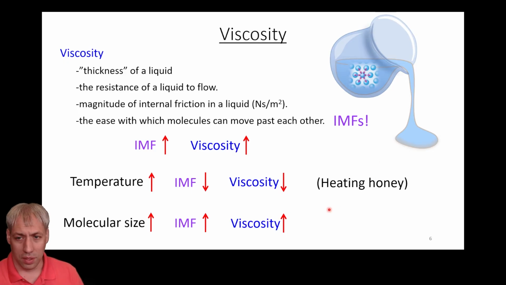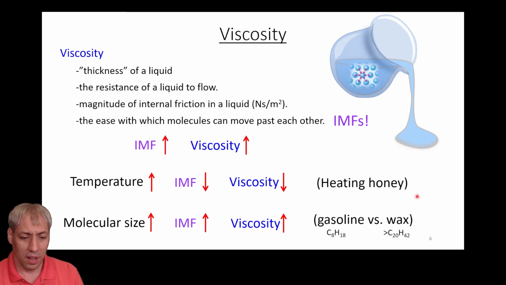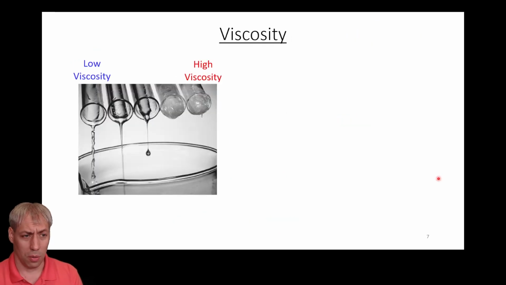The other thing to think about, as we talked about previously, is that molecular size matters, right? Size dictates the strength of the intermolecular forces. It also dictates how much they can tumble past each other, and so it dictates the viscosity. So the bigger the molecules, the higher the viscosity of the solution. You can compare things like gasoline and wax. Both are hydrocarbons, meaning they're just made out of hydrogen and carbon. Gasoline is C8H18. Wax is typically C20H42 or greater. So with bigger molecules, the molecular size is much higher, the intermolecular forces are stronger, and it's much less likely to flow.